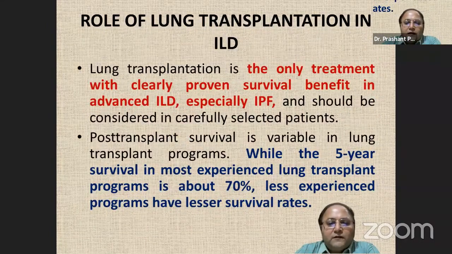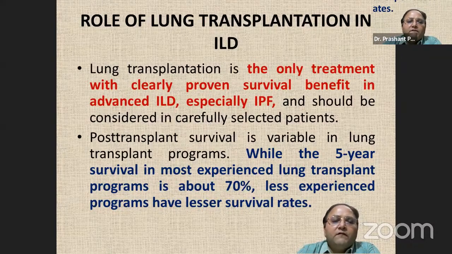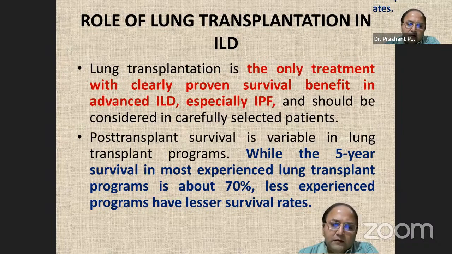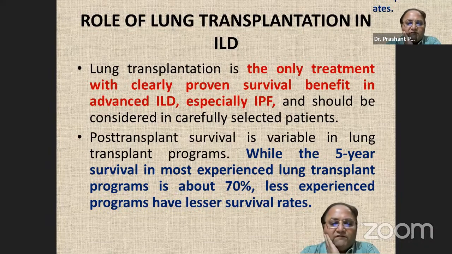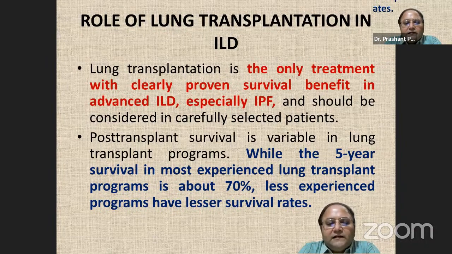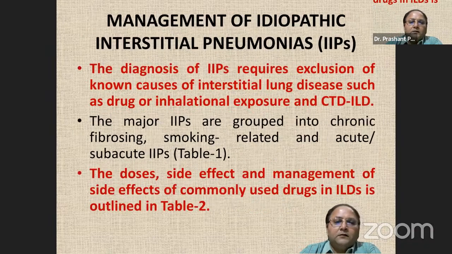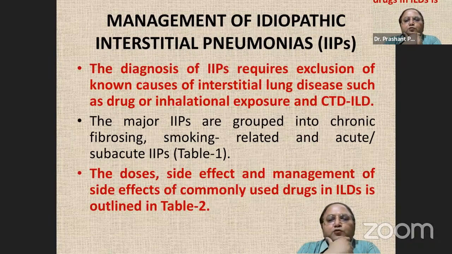Lung transplantation, actually, is the only treatment option with clearly proven survival benefit in advanced ILD, especially idiopathic pulmonary fibrosis, while the post-transplant survival is variable in lung transplant programs. While the 5-year survival in most experienced lung transplant programs is about 70%, less experienced programs have lesser survival rates. So, coming then to the various modalities being used in the management of different types of ILD.